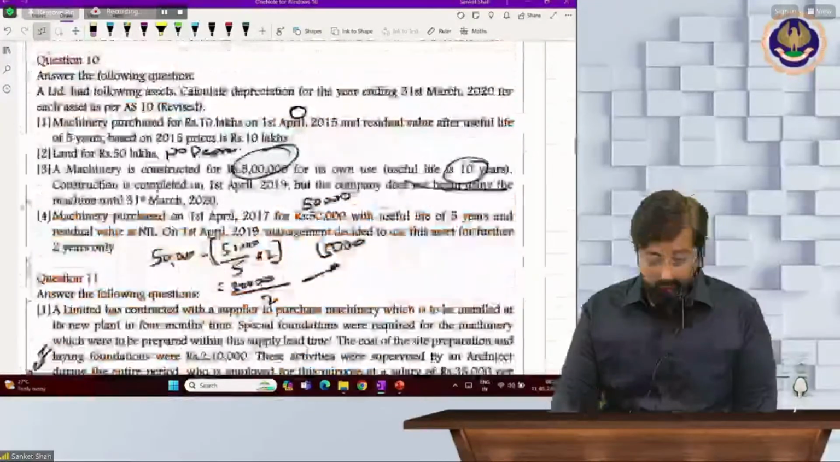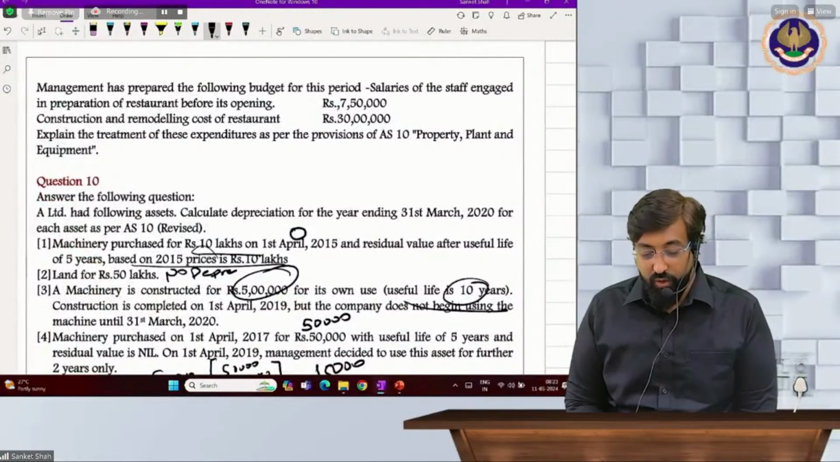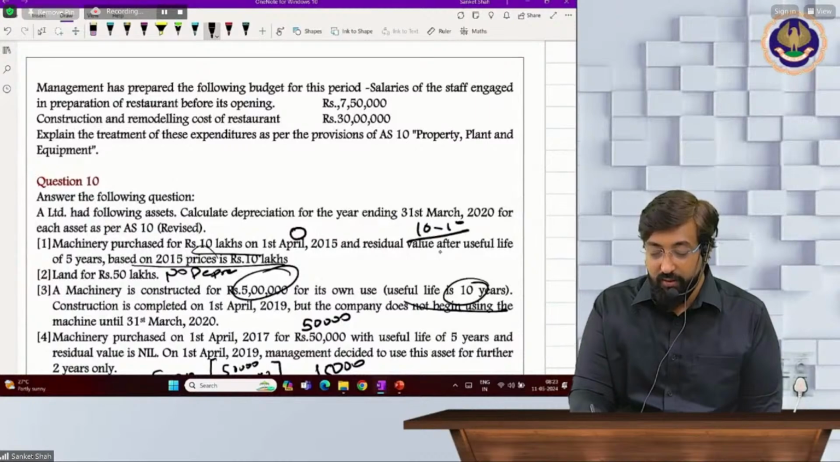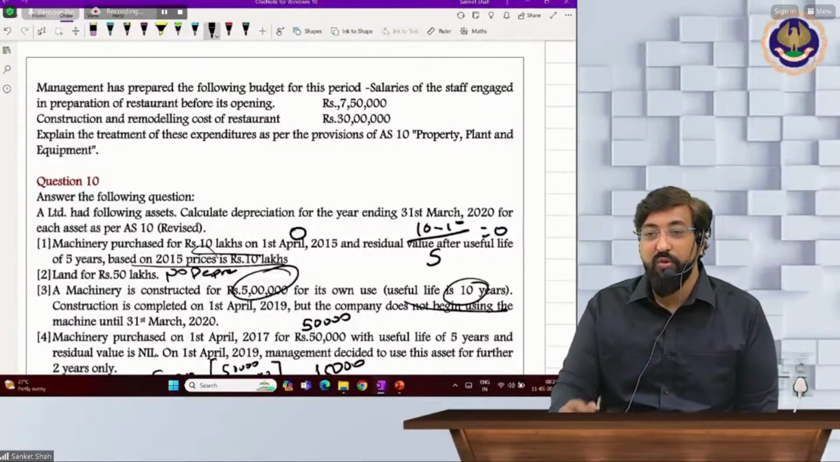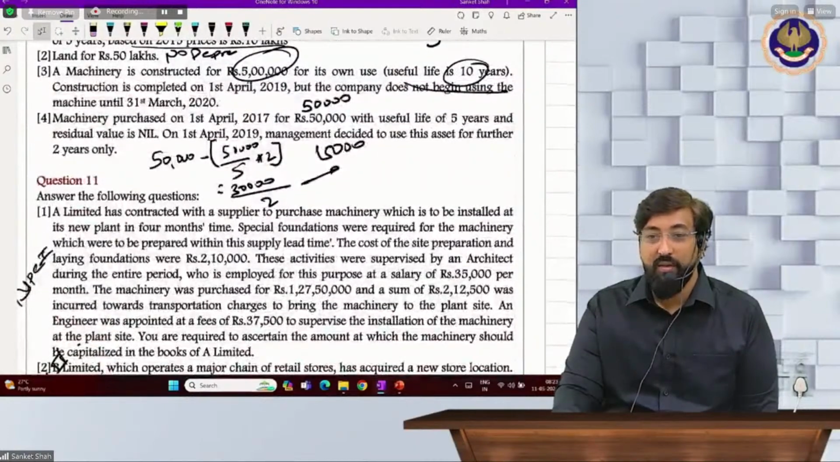10's first part: machinery purchase 10 lakhs, based on 2015 prices, after a useful life of 5 years the scrap value is 10 lakhs. So 10 lakhs minus 10 lakhs divided by life of 5 years is 0. My salvage value is also 10 lakhs. So Anoop ji, it is very simple. This was very simple.